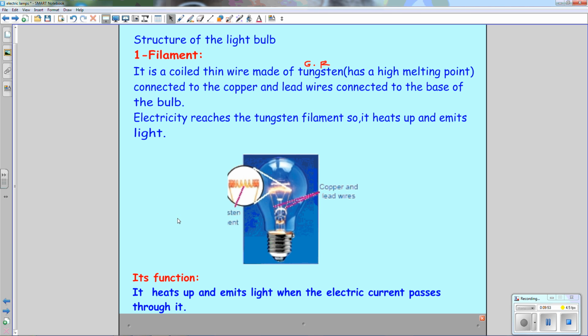What is the function of the filament? The filament heats up and emits light when the electric current passes through it. The tungsten filament heats up and emits light when the electric current passes through the filament.